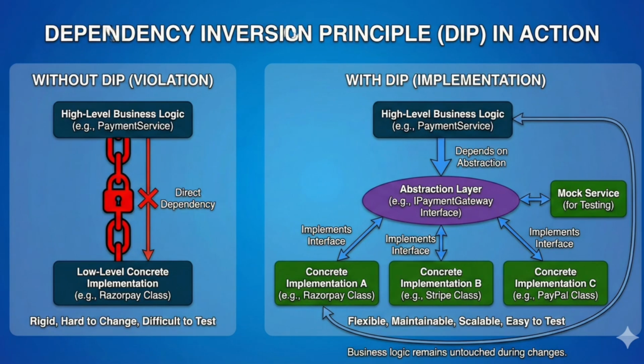So instead of directly connecting payment service with Razorpay or Stripe, we introduce an abstraction layer, something like an IPaymentGateway interface. Now Razorpay implements IPaymentGateway. Stripe implements IPaymentGateway. PayPal implements IPaymentGateway. Any future payment provider can also implement it. Now your business layer only talks to the IPaymentGateway abstraction, not the actual payment provider.